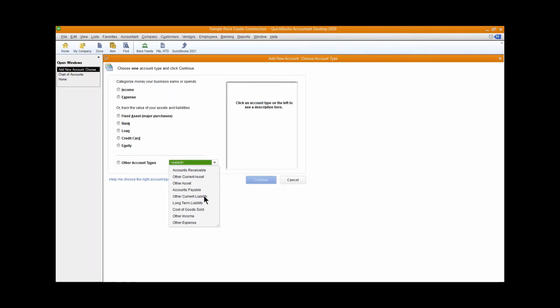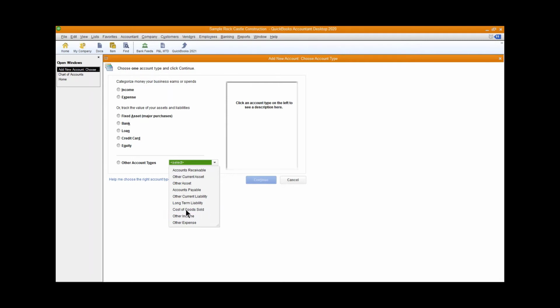And other current liability would be things like sales tax payable. It's something that you've collected from your customers and you're going to pay it out at a later date to the state or city agency that you owe it to. Could be payroll tax liabilities. That's an other current liability. Again, those things are what you would expect to owe within a year, which makes it current and not long-term. A long-term liability is a loan. So any type of loan that you expect to be paying in more than a year.